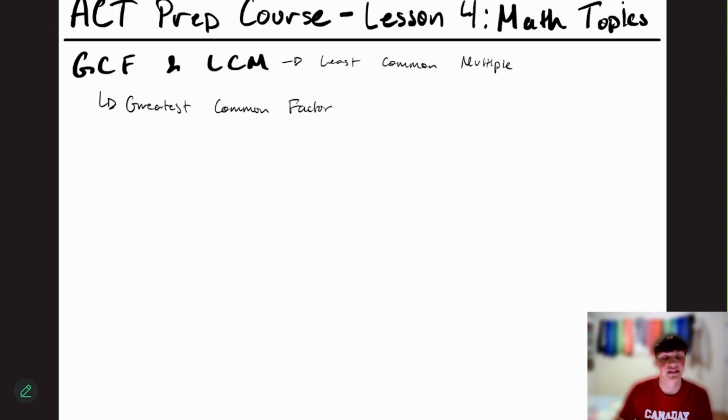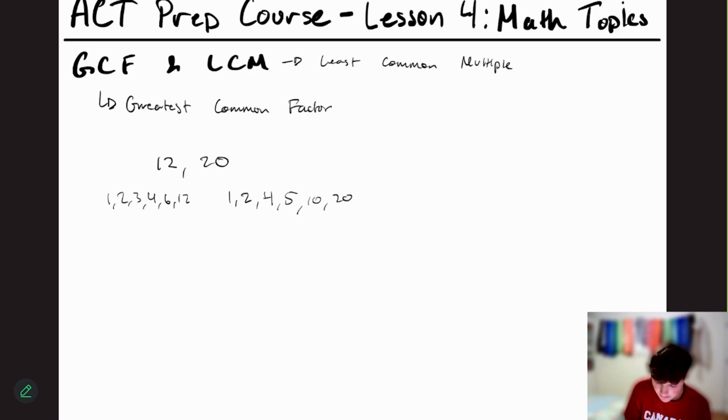Well, what it means is you have a set of some numbers, right? Usually it's 2 or 3 numbers. Let's just use 2, for example. The number 12 and the number 20. If we want to find the GCF, the greatest common factor of 12 and 20, what we're looking for is, well, pretty self-explanatory, the largest of the factors of the numbers 12 and 20, right? So the factors of 12 are 1, 2, 3, 4, 6, and 12. And the factors of 20 are 1, 2, 4, 5, 10, and 20.